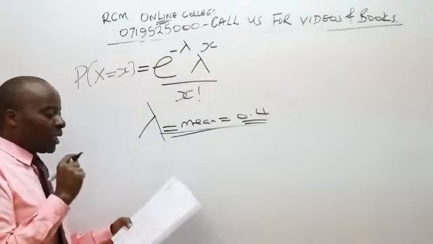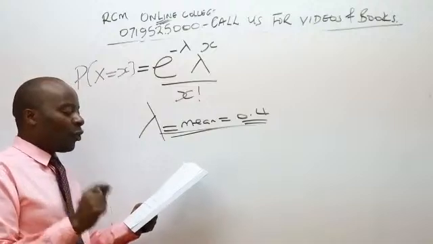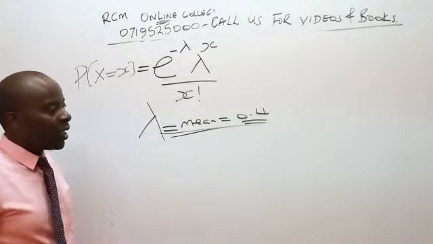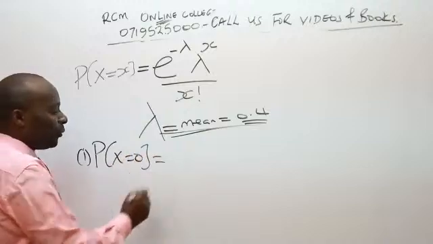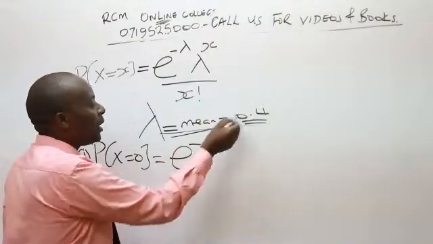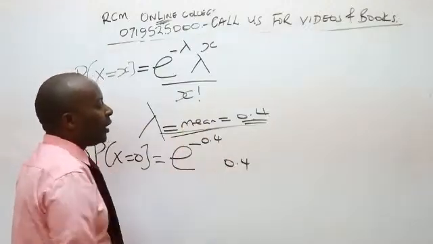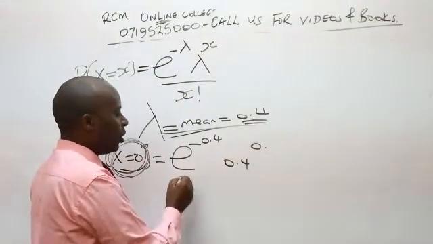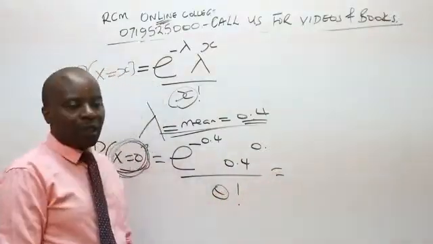What do they want us to give them here? They want the probability that no transformers will be struck by lightning in a week. So basically probability of X being equal to 0. This will be e raised to negative lambda. Our lambda here is 0.4. Then we have 0.4 raised to x, and the x we want to work with is 0 here. So raised to 0, all over 0 factorial.